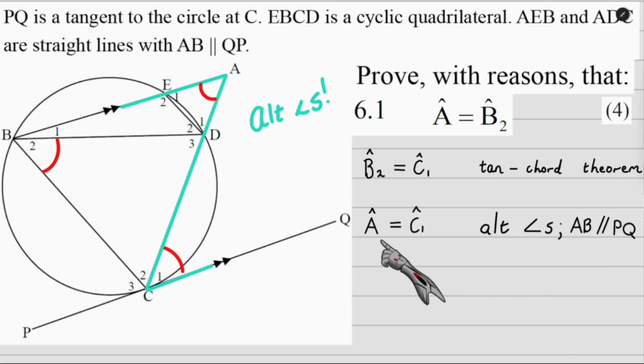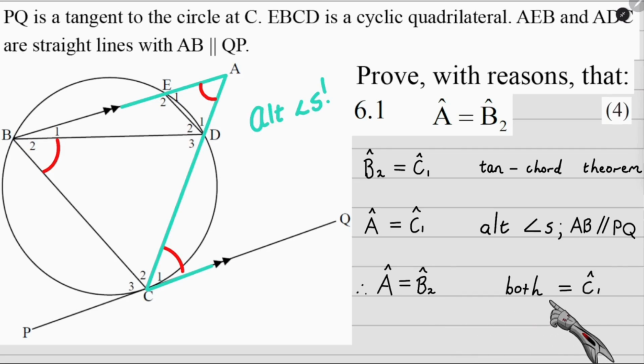And we state it like this: angle A is equal to angle C1, because of the alt angles; AB parallel to PQ. Next up, we can see that B2 equals C1 and A is equal to C1. If they are equal to the same thing, they have to be the same size. So B2 is equal to A. And then you don't really have to put a reason for that line. If you do want to put a reason, you can say they both equal C1.